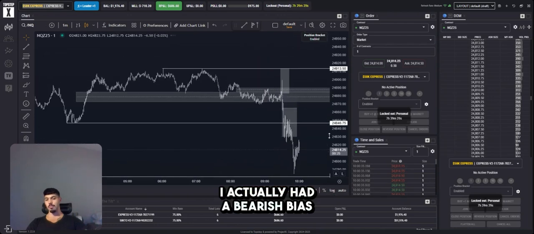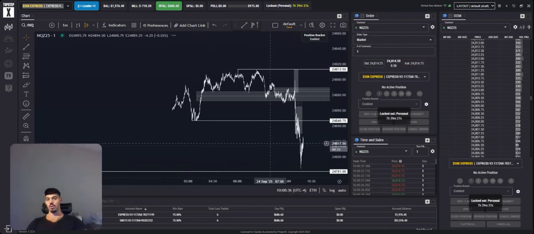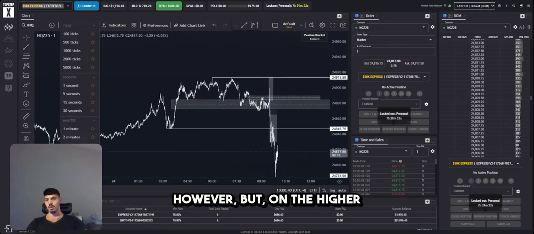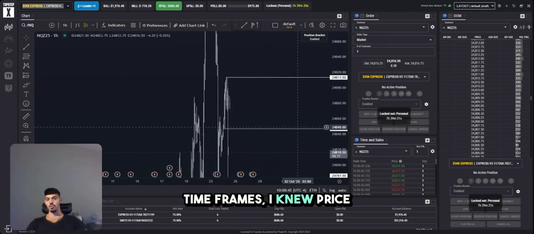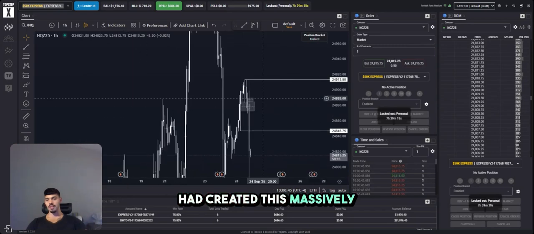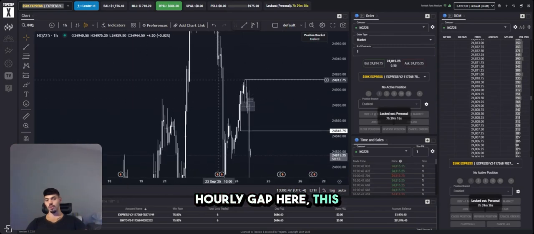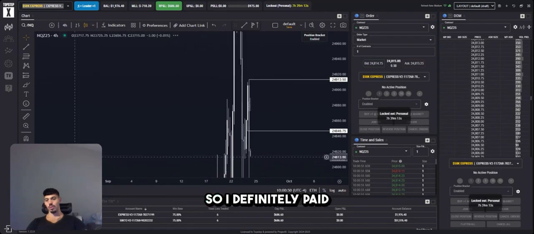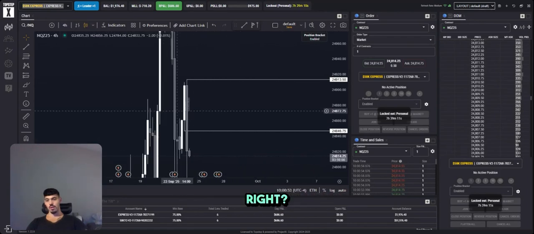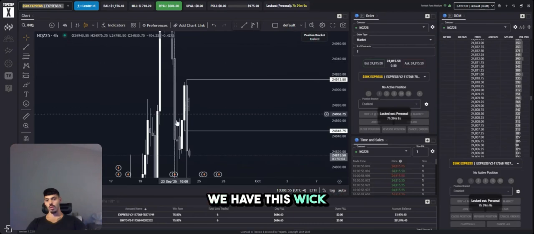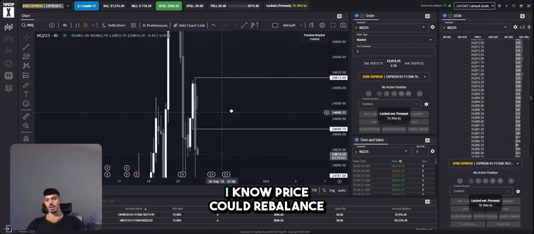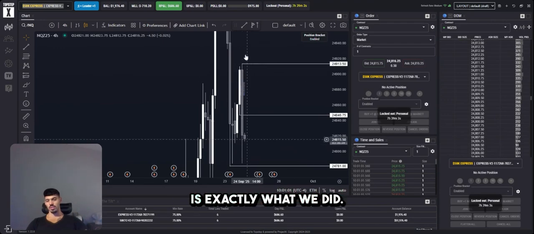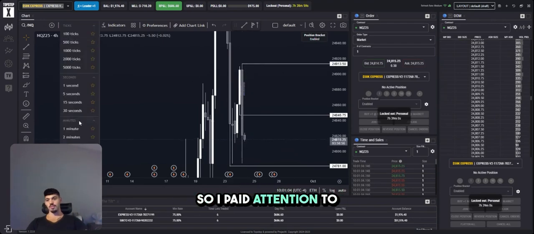I actually had a bearish bias coming into market open. I'll explain why I took this long position. However, on the higher time frames, I knew price had created this massive hourly gap here, this bearish gap on the 1 hour and also on the 4 hour. So I definitely paid attention to that, right? On the 4 hour and 1 hour, we have this wick and this wick, this massive gap in between. I know price could rebalance back up into this gap and then completely reject from there, which is exactly what we did. So I paid attention to that.